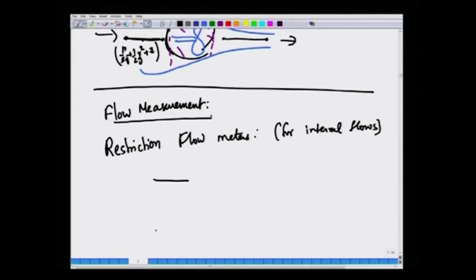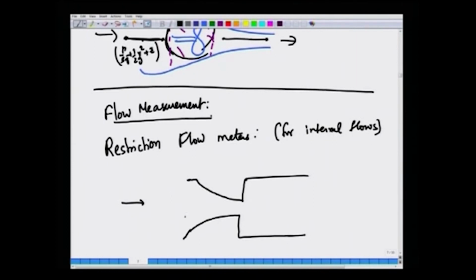This is a general schematic where there are, of course, specific details which we will come to a little later. The general schematic is as follows. This is the pipeline, and the flow meter reduces the cross section of the flow and suddenly expands it, and of course the pipeline diameter is the same upstream and downstream. Okay. So this is the general schematic.